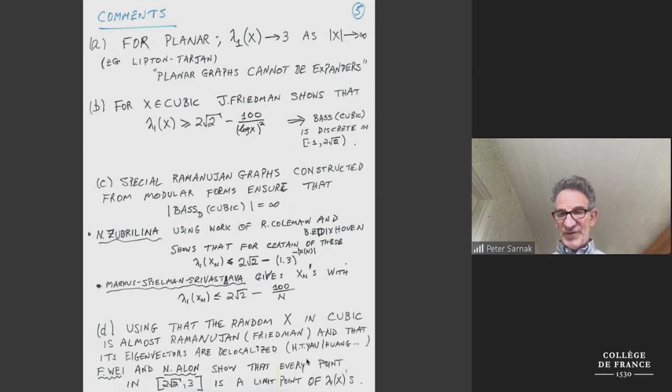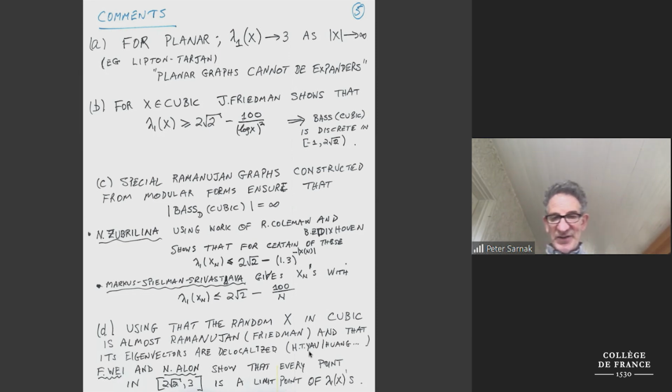And there's a much stronger version of that due to H.T. Yau and his collaborators. When they prove this theorem that the random graph is almost Ramanujan, they actually show that the eigenvectors are all delocalized with high probability, something that we don't know in the arithmetic situation, but which is very interesting on its own ground. Anyway, in the random case, they show you almost Ramanujan and you delocalized.